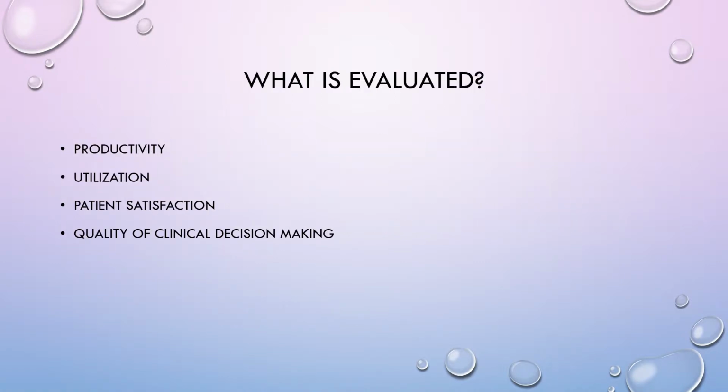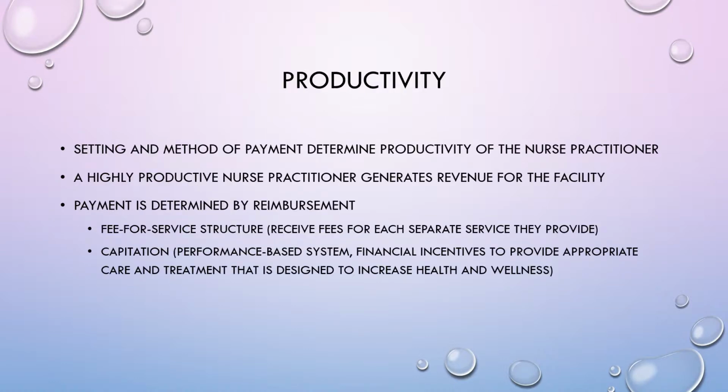What is evaluated during the nurse practitioner's performance review? Productivity, utilization, patient satisfaction, and quality of clinical decision-making are all considered when we are assessing how nurse practitioners perform care. Productivity. What is productivity? Productivity basically equals payment. Setting and method of payment determine productivity of the nurse practitioner.